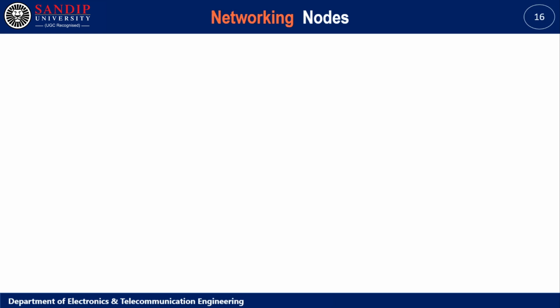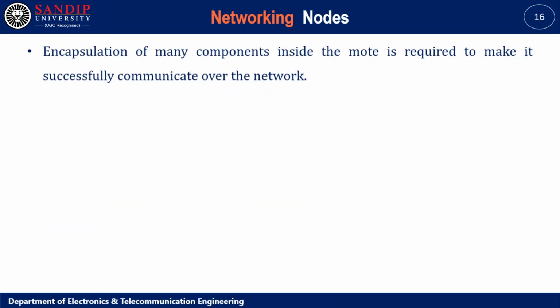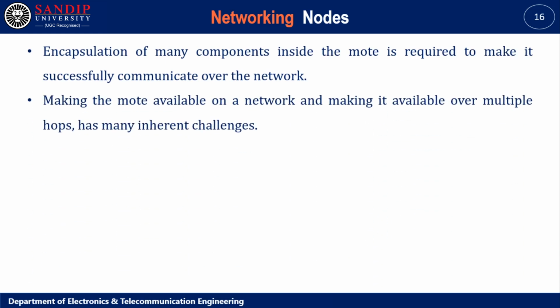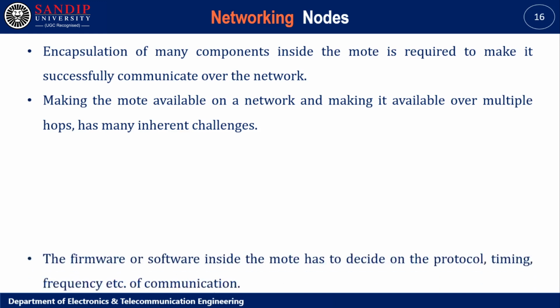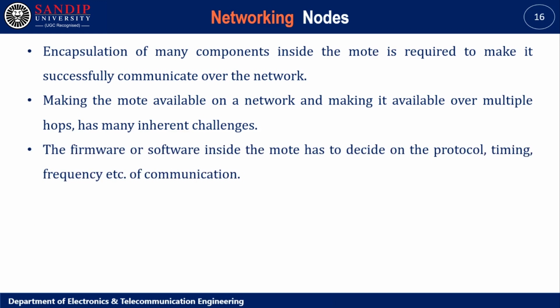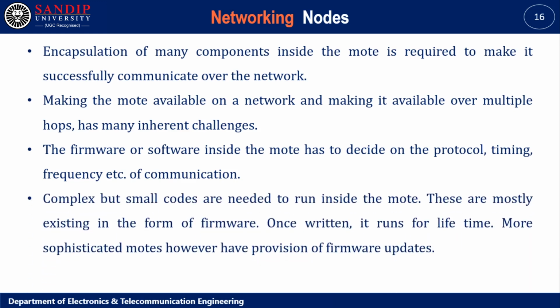Networking nodes. Encapsulation of many components inside the node is required to make it successfully communicate over the network. Making the node available on a network, and making it available over multiple hops, has many inherent challenges. The firmware or software inside the node has to decide on the protocol, timing, frequency, etc. of communication. Complex but small codes are needed to run inside the node. These mostly exist in the form of firmware.